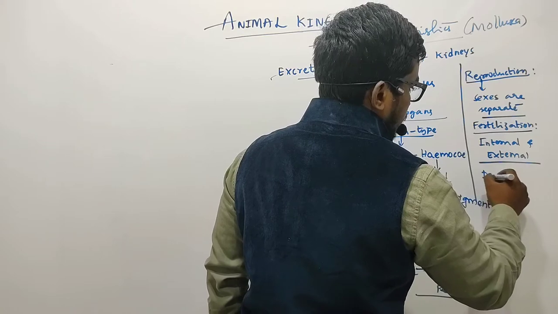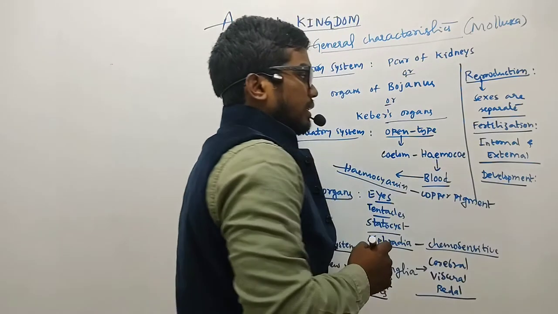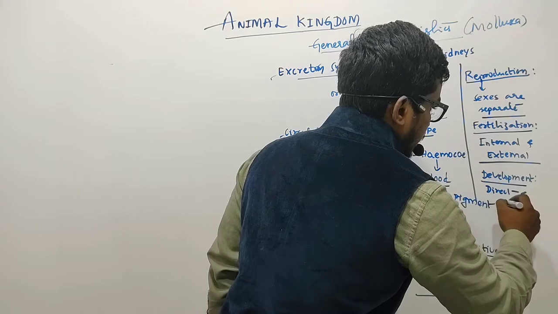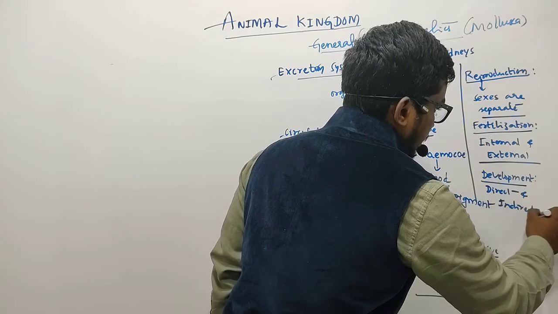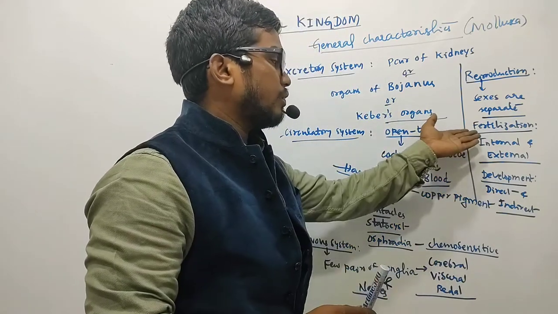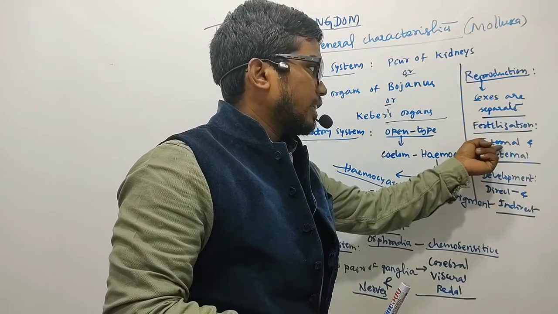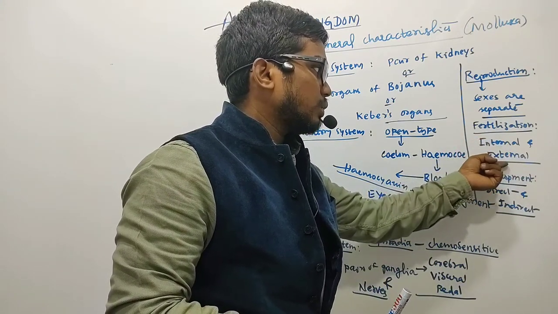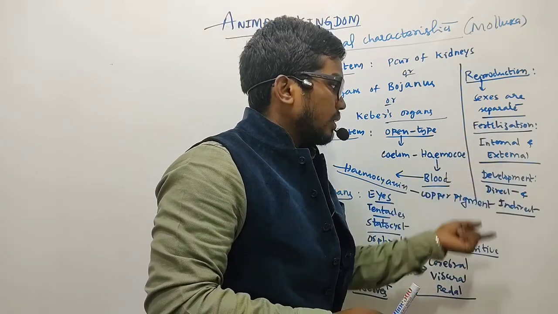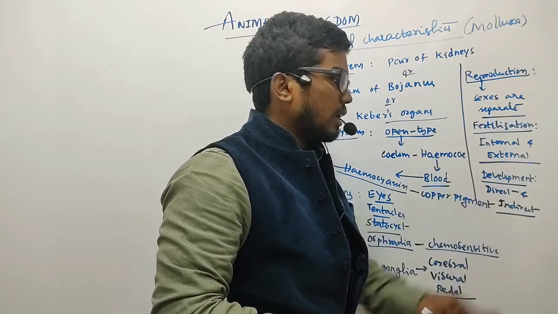Moving on to the development, let me tell you that here they show both direct development as well as indirect development. The words we are already well familiar with, because we have discussed so many phyla, and there we know what is internal fertilization and external fertilization. The fertilization which occurs inside the female body is internal, which occurs outside the female body is external. Both can be seen here. Direct development is without the larval stages, indirect development is with larval stages.